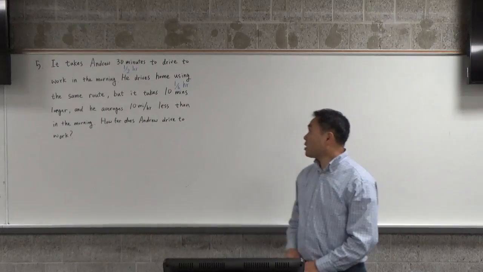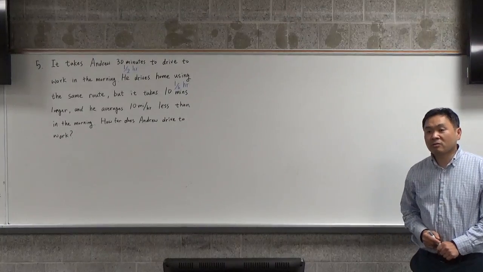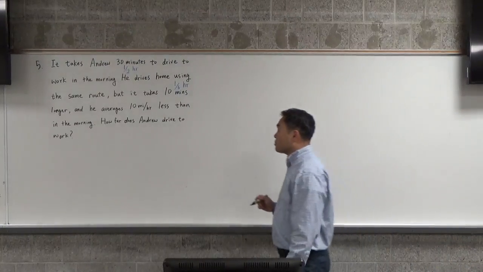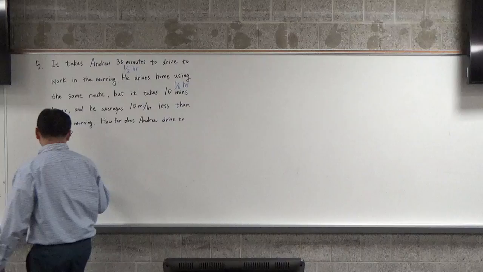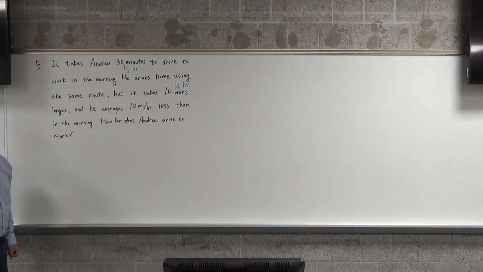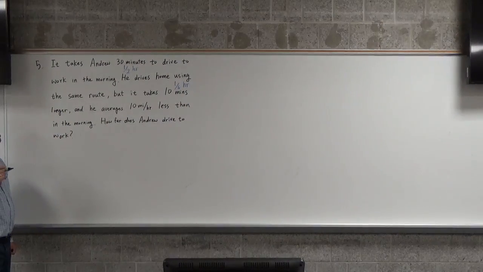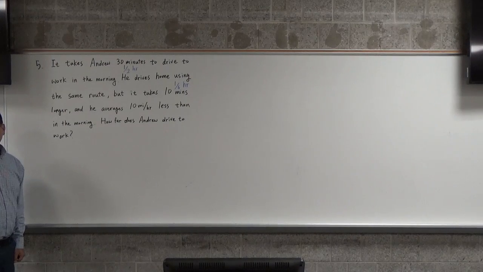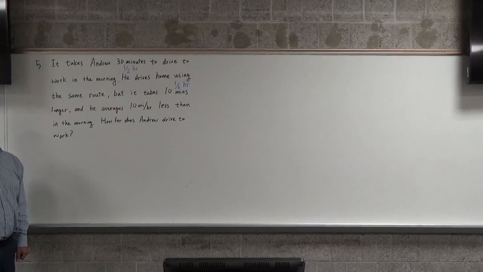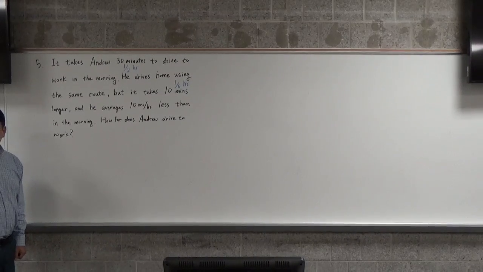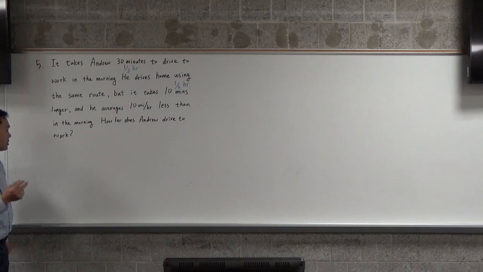The word problem that you're seeing right now is a speed, distance, time type of question. And you need to know the very basic relationship between speed, distance, and time. What's the equation between those three? Speed equals distance over time. Speed is distance over time, right?